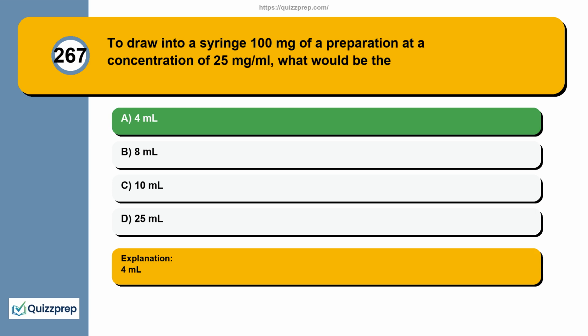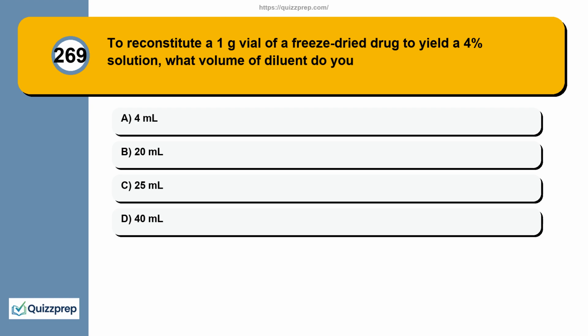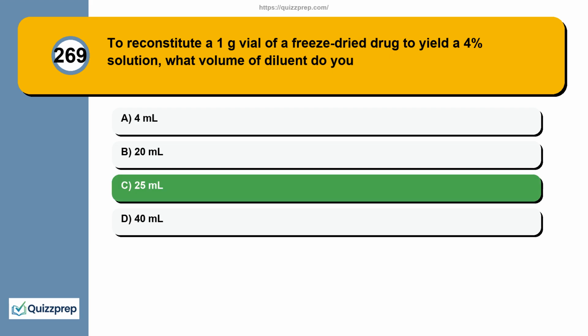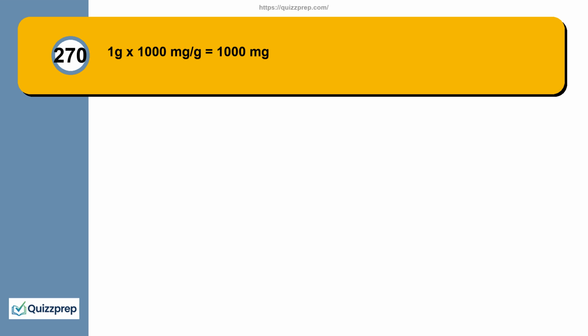4 ml. Question 268. Concentration, mg/ml, equals dose, mg, divided by volume, x ml. Option. The correct answer is option Nan. Question 269. To reconstitute a 1 g vial of a freeze-dried drug to yield a 4% solution, what volume of diluent do you need? Option A, 4 ml. Option B, 20 ml. Option C, 25 ml. Option D, 40 ml. The correct answer is option C, 25 ml.